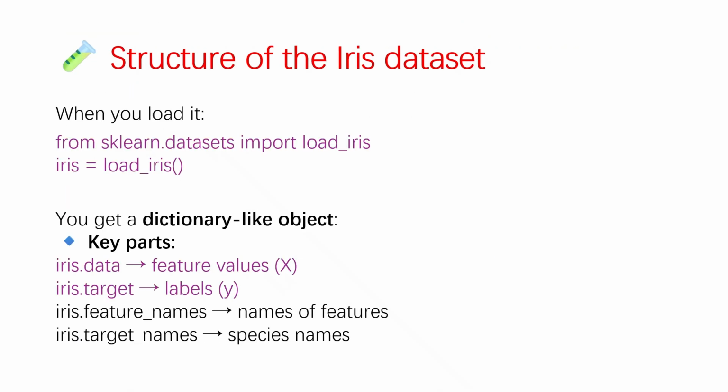After loading Iris, I get a dictionary-like object. Inside it, there are several key parts. First, iris.data. This contains the feature values, also called X. Next, iris.target. These are the labels, or Y. I also have iris.feature_names, which tells me what each feature represents, and iris.target_names, which gives the names of the flower species. So overall, it neatly separates inputs, outputs, and their meanings, making it very easy to use for machine learning.